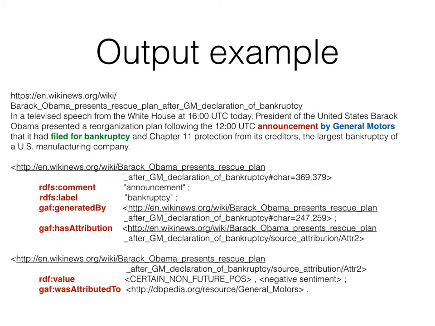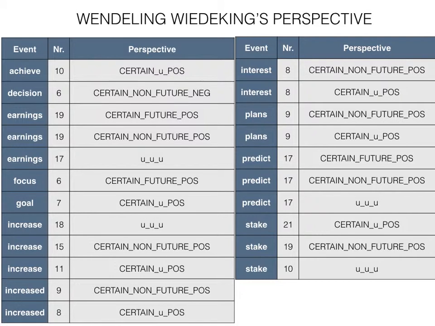The gov has attribution predicate points to the attribution object. The properties of the attribution object are then given below as triples. We find here the RDF value, certain, non-future, pos for positive confirmed, and negative sentiment. And we also find the gov was attributed linked to General Motors. Note that the mentions of these events can be mapped to the mentions of the event instances in SEM. And this way we can combine SEM representations of events with perspectives.